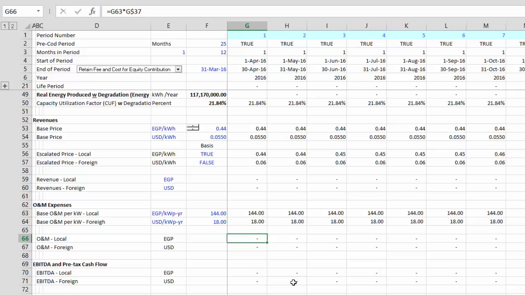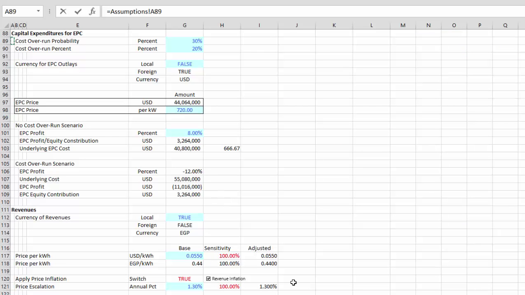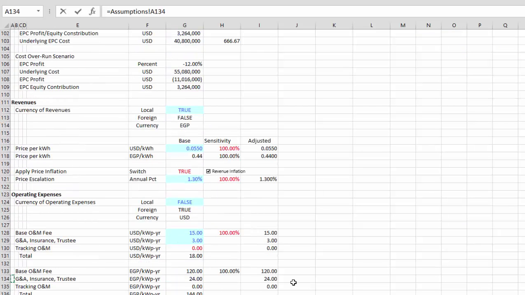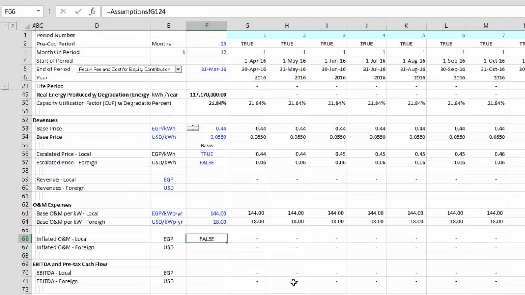So let's put inflated O&M, and we can put local or foreign. Now I put the revenues in local currency and expenses in foreign, so what we'll do is the same thing here, and we'll get our basis for our currency. And as you know, you could do this in multiple currencies.